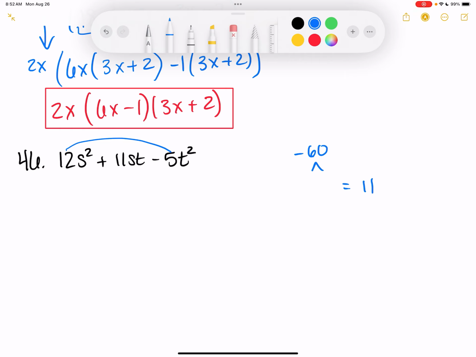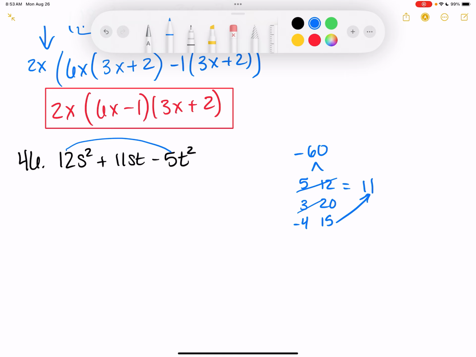So 5 and 12. I'm going to combine those. That gives me 17. Or, well, since I have to subtract one of them, that would give me 7. So that one's not going to work. What else? 3 and 20. Is that what you said? So that one, 20 minus 3 is 17. So that one doesn't work. 15 and -4. And that gives me my 11. So that's the one I'm looking for.